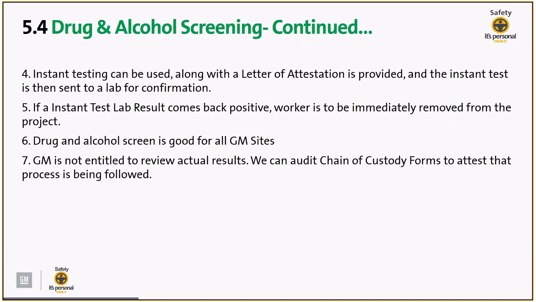Continuing on, we're saying instant testing can be used as long as a letter of attestation is provided, and the instant test is then sent to the lab for confirmation. If an instant test lab results come back positive, the worker is to be immediately removed from the project. Drug and alcohol screen is good for all GM sites. GM is not entitled to review the actual results. We can audit chain of custody forms to attest that the process has been followed.